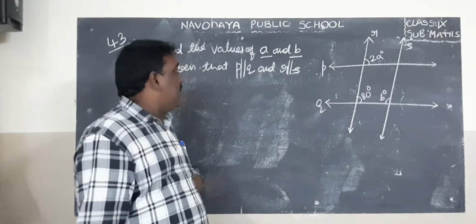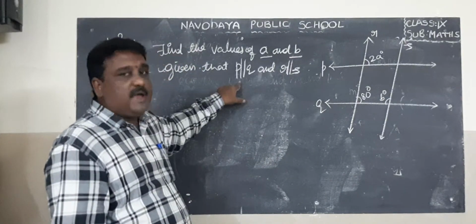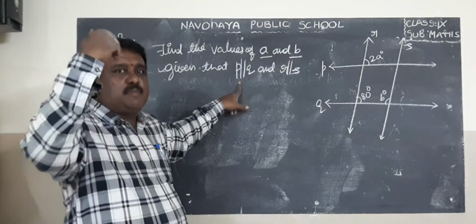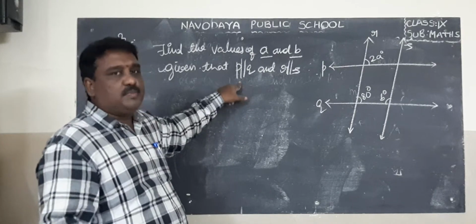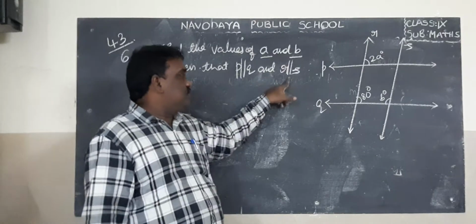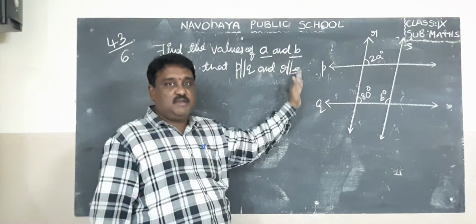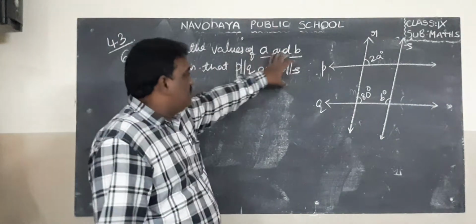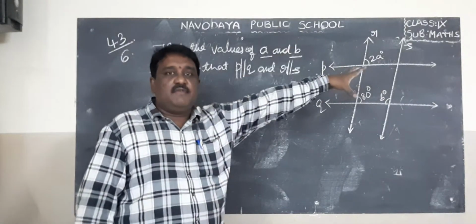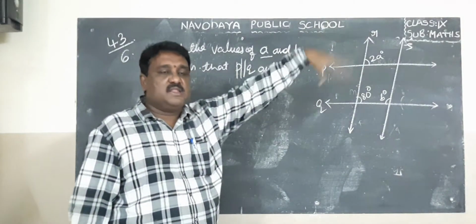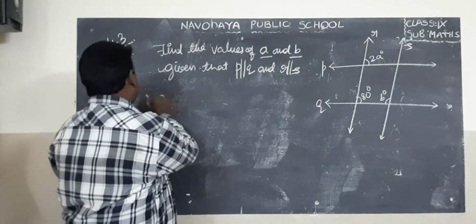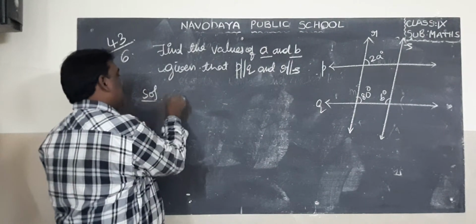What are the lines parallel? P and Q are parallel to each other. We can apply all the properties belonging to parallel lines. Number 2, R is parallel to S. These are the 2 conditions given, and 3 angles given. Find out small a and small b. Right? What is given first? Given.